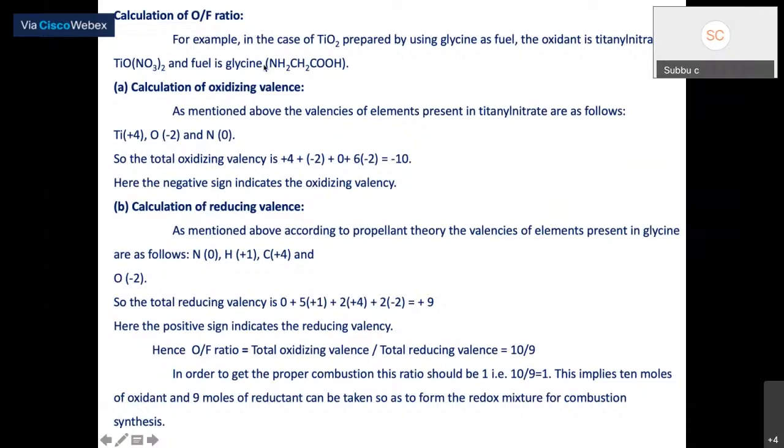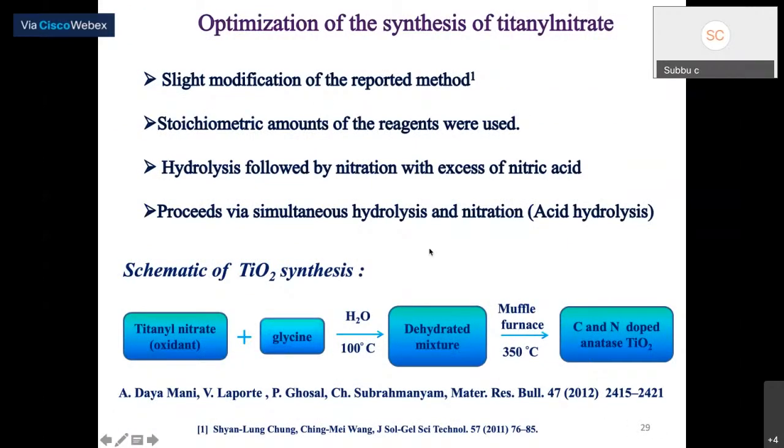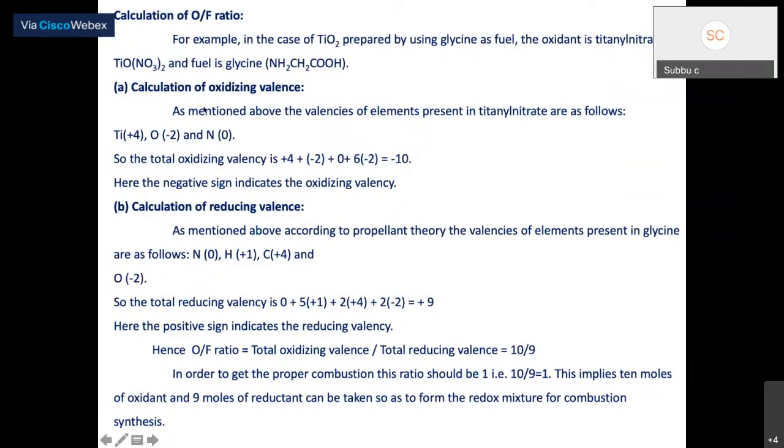The same way I now calculate for the glycine. Now I take the glycine, I try to calculate in the same way based on the formula, it gets the value of 9. That means if you take 10 moles of the titanyl nitrate and 9 moles of glycine, when I mix both of them and put it at 400 degrees centigrade, this ratio, the equivalence ratio I told you in the previous slide, is called 1 if you maintain the stoichiometric moles of 10 here and 9 moles here. That means if I take 10 moles of the titanyl nitrate and mix with 9 moles of the reducing agent like glycine, then that ratio becomes 1.